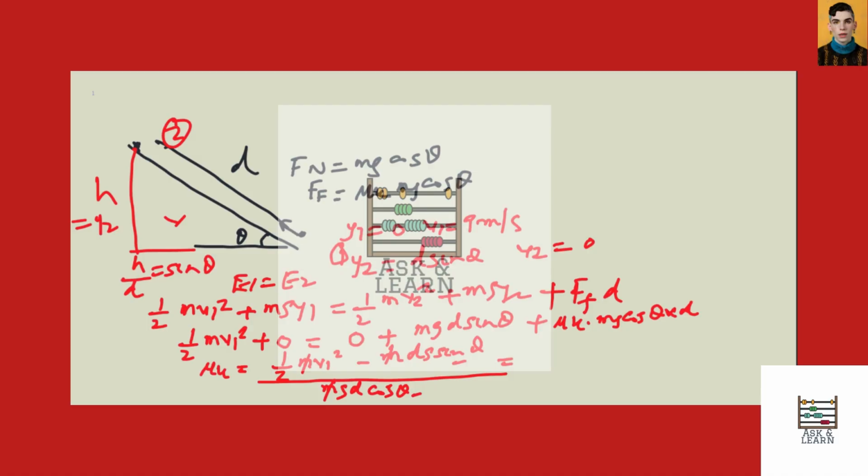And in fact, if you solve it further, this sine theta by cos theta converts to tan theta. So therefore, our equation is further simplified to v1 squared by 2 gd cos theta, minus, and now you can see that gd sine theta and gd cos theta, gd and gd cancel. This one and this one cancel, and you're left with simply tan theta.